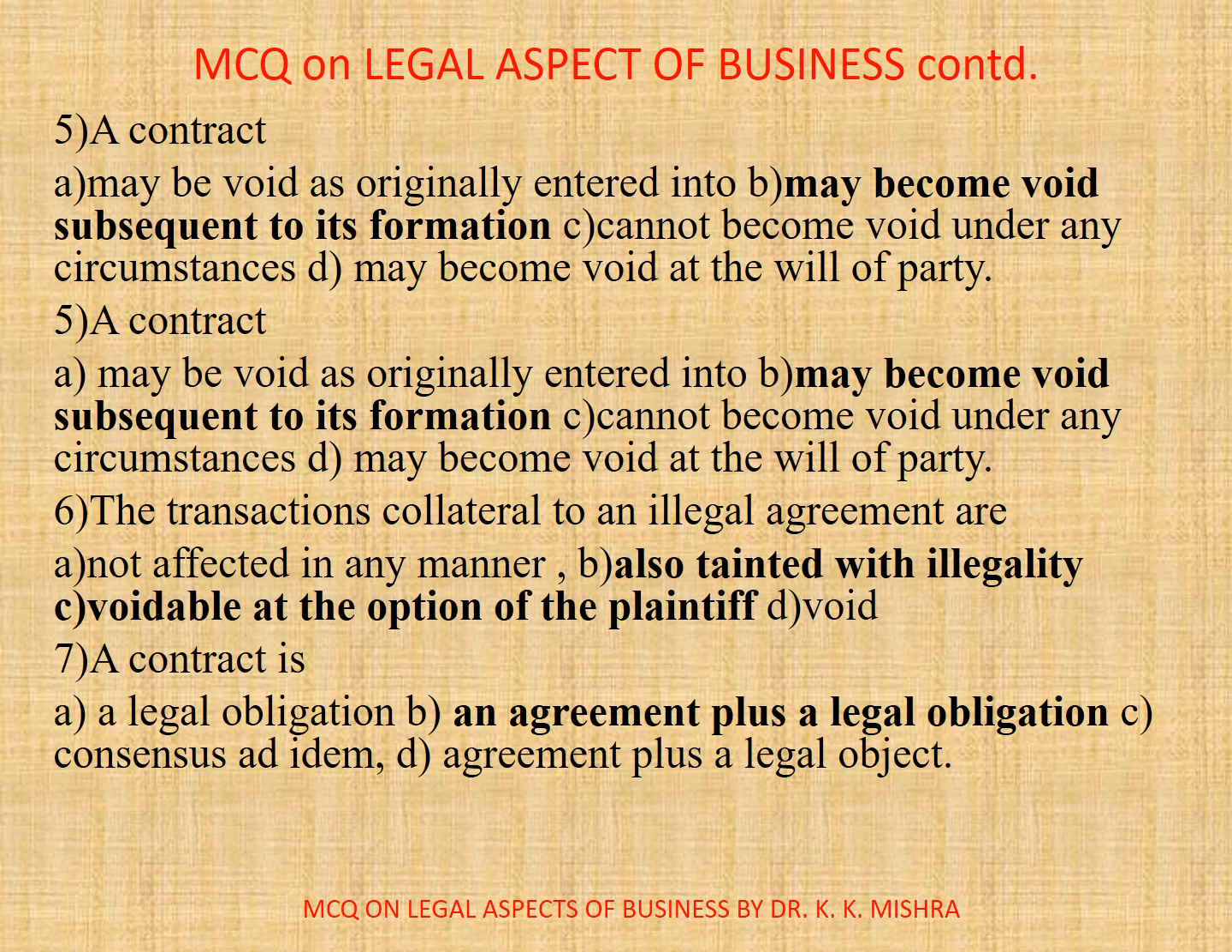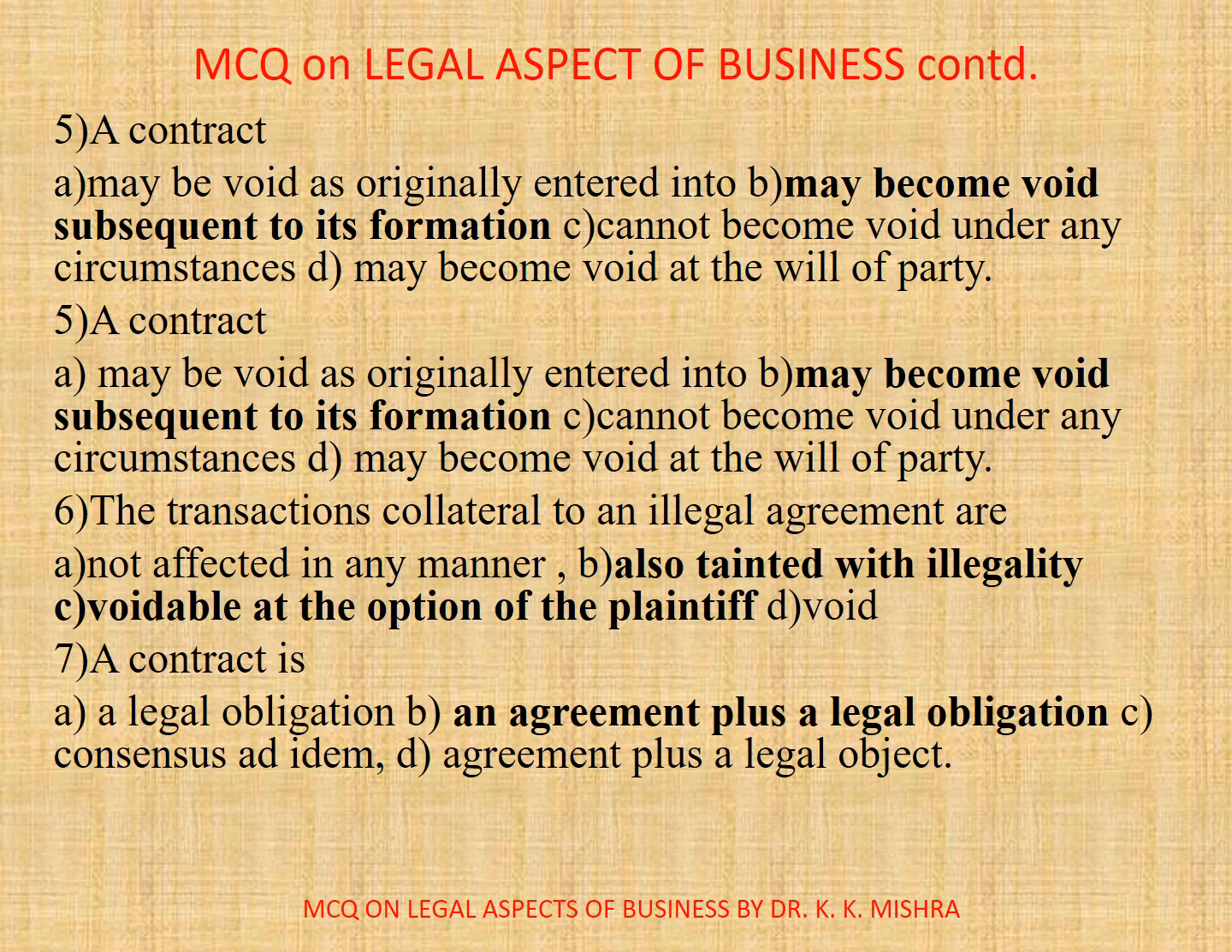Question number 5. A contract, options are A, may be void as originally entered into, B, may become void subsequent to its formation, C, cannot become void under any circumstances, D, may become void at all at the will of party. Correct option is B, may be void subsequent to its formation.